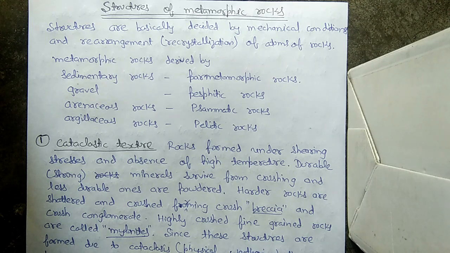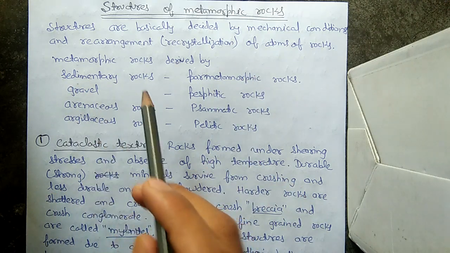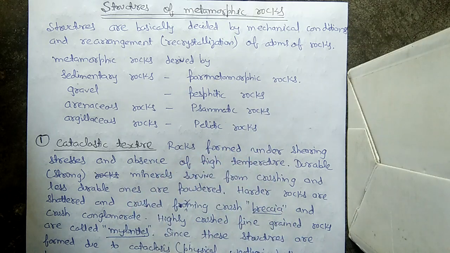Okay, so friends, in this video we are going to discuss the different structures of metamorphic rocks. So how many structures are metamorphic rocks having, and what are they? Structures are basically decided by mechanical condition and rearrangement of atoms of rocks. On two things the structure of a rock depends. The first one is the mechanical condition in which it is being made, and the second one is rearrangement or recrystallization of atoms in the rocks.